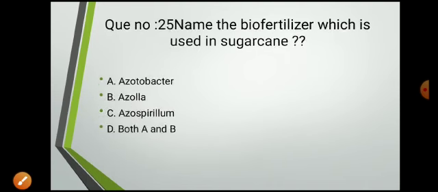Question number 25. Name the biofertilizer which is used in sugarcane. Options are Azotobacter, Azolla, Azospirillum, and both A and B. In case of sugarcane, the biofertilizer which is used is Azotobacter. That is option A.